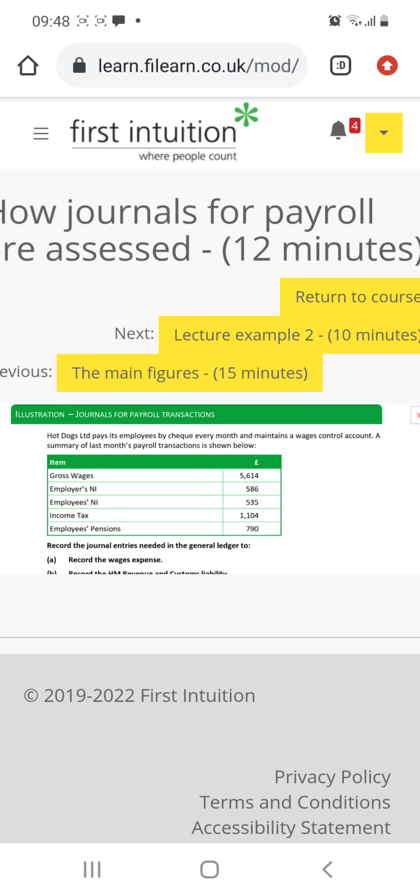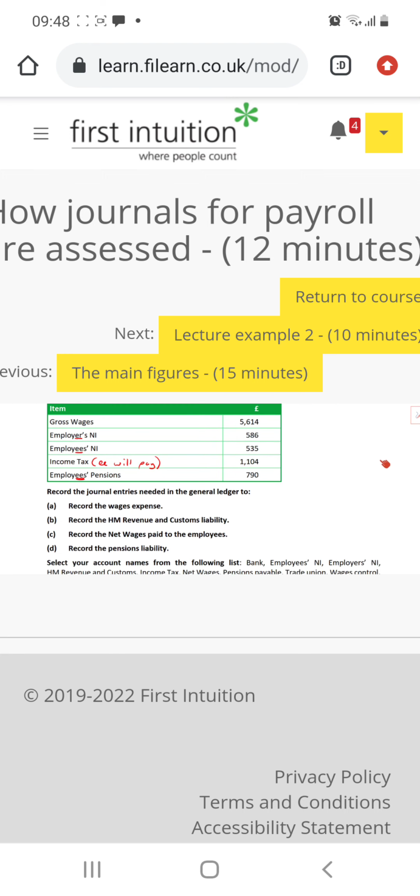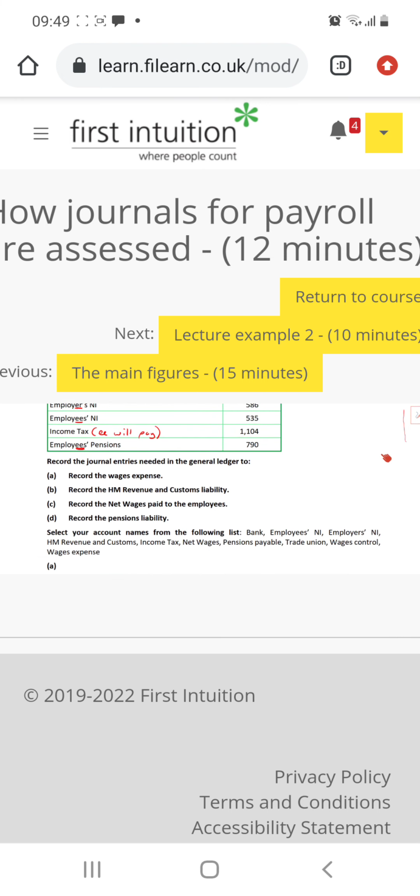What's important to realise is distinguishing between the bits of employer and employee. When we're talking about income tax, remember, that's the bit that the employee will need to pay. And again, the employee's pension is a bit there too. Ultimately, what it asks us to do is record the journal entries needed in the general ledger: record the wage expense, record the revenue and customs liability, record the net wage, and record the pension liability. You also select your account names from the following list.